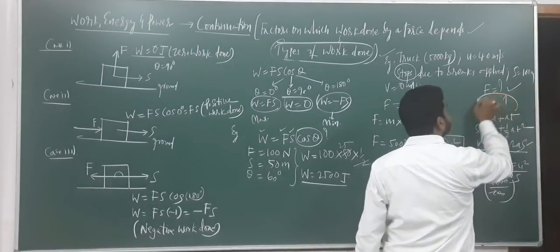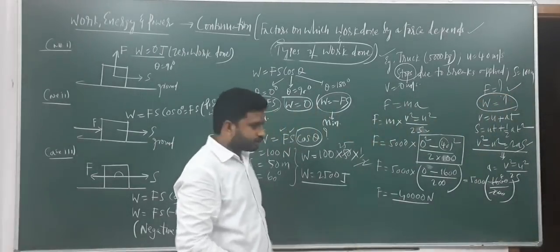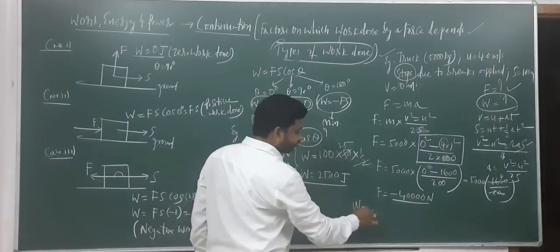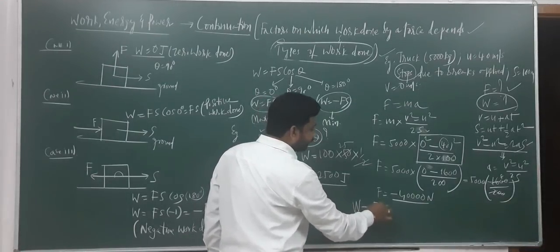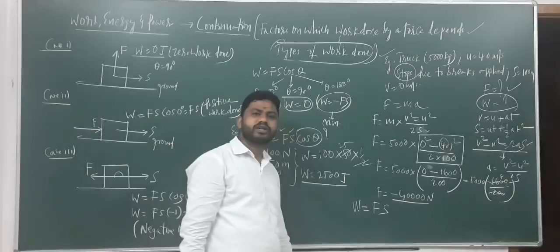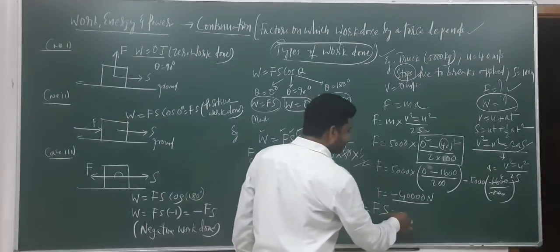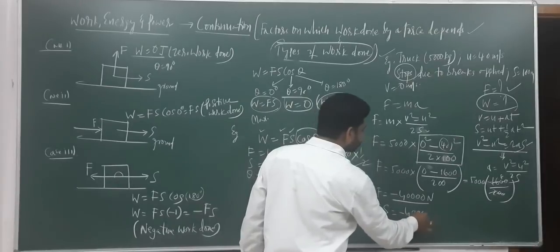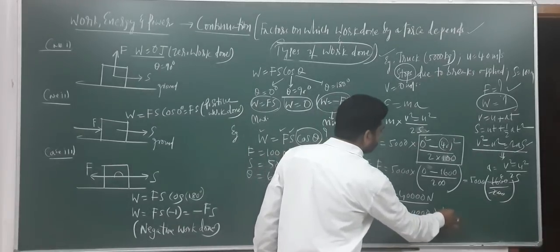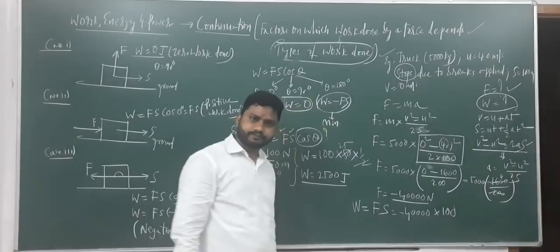And what is the work done by the force? It's so simple. Work done by the force is W is equal to F into displacement. Understand? So F is how much? Minus 40,000 into displacement is 100.